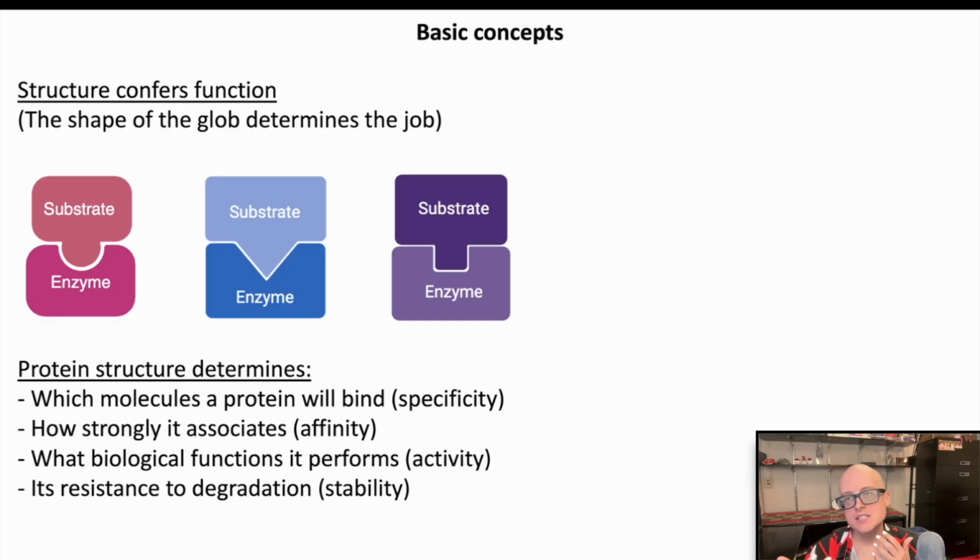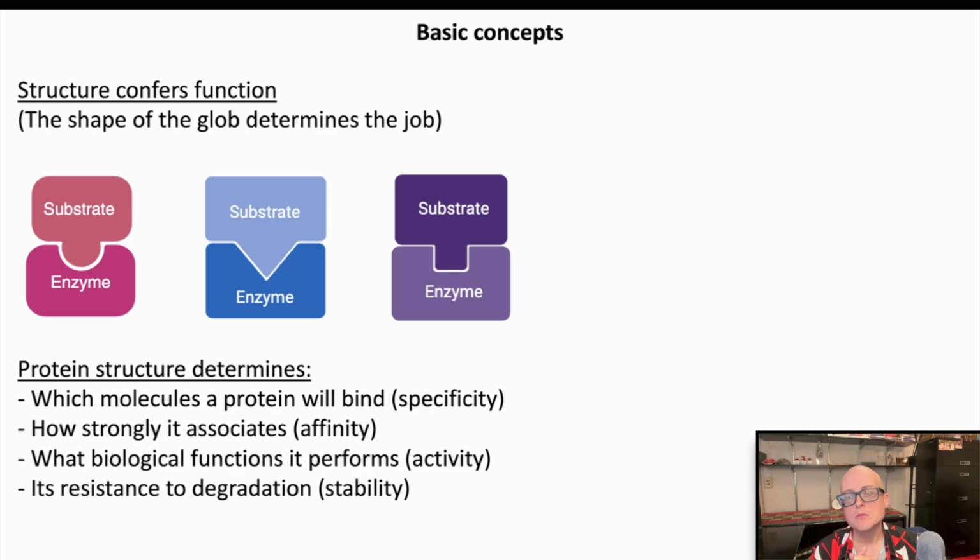However, beyond the specificity of a given interaction, the shape of a protein or its structure will also determine things like its affinity. How strong is that association? So determining already that two molecules interact in a specific manner, how strongly and how long-lasting do they bind? We refer to that idea as the affinity of their interaction.